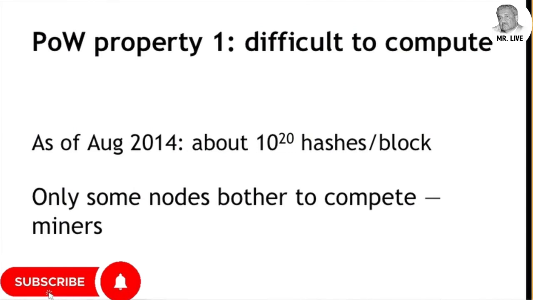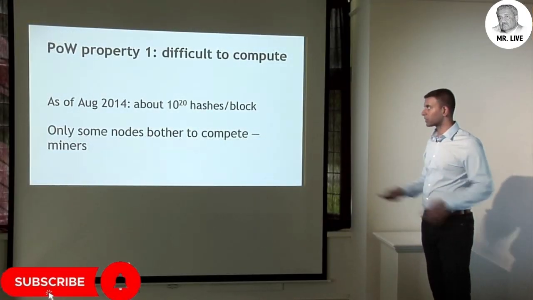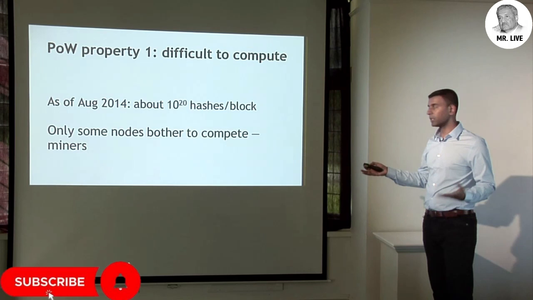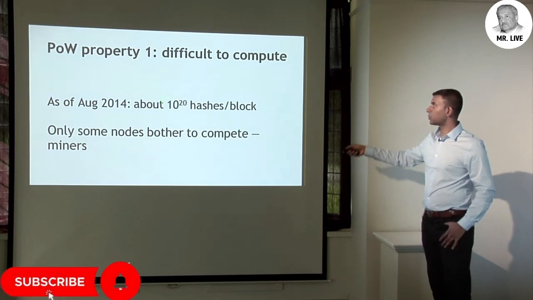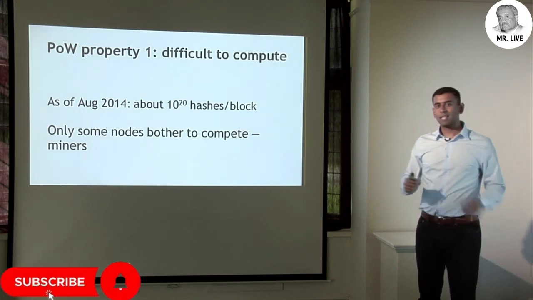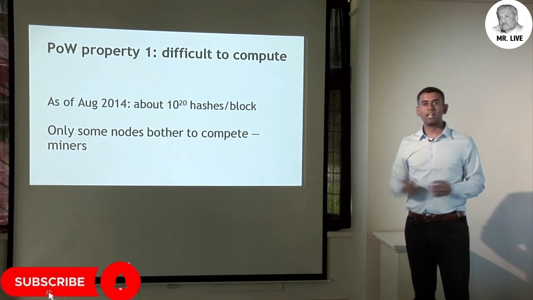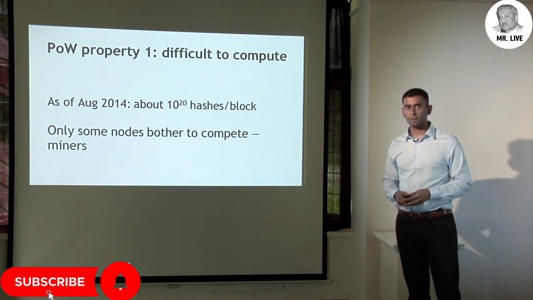There are 3 properties that I want to show you, essential properties of this proof of work function, of this hash puzzle. And the first is that it needs to be quite difficult to compute. I said moderately difficult, but what I mean by moderately difficult, as of today, and you'll see why it varies with time, it's about 10 to the 20 hashes per block that you need to compute. So the size of the target space is only 1 over 10 to the 20 of the size of the output space of this hash function.